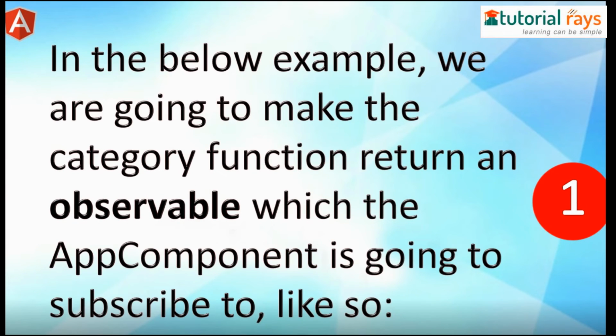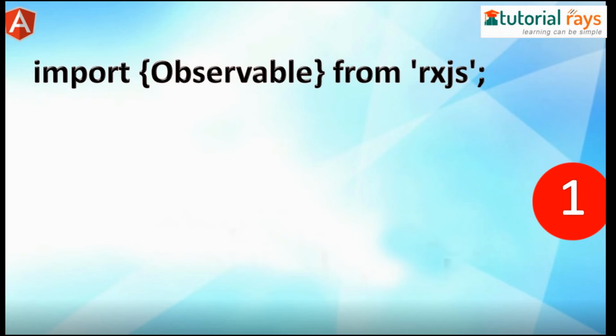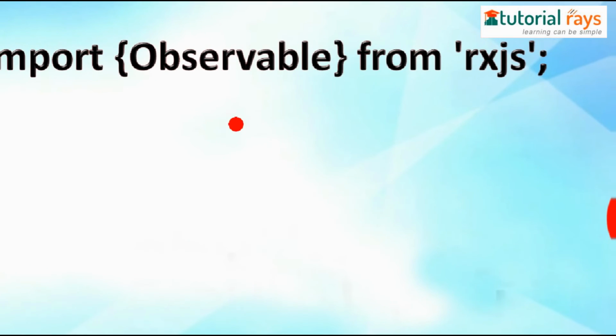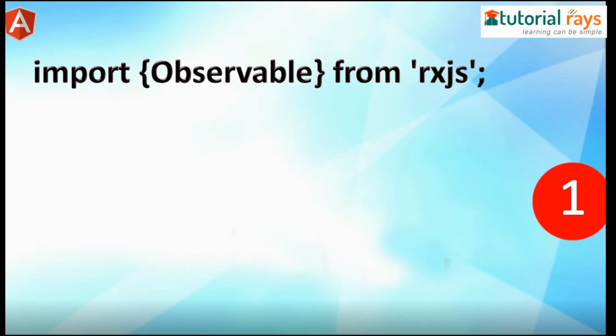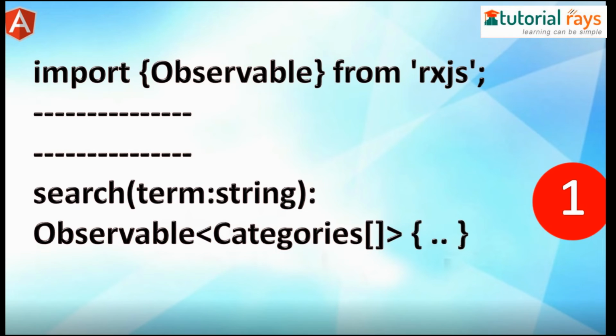In the below example, in the next slide, we are going to make the category function return an observable, which the app.component will subscribe to. So here, first of all, to use observable, as I mentioned before, observable is a class of the RxJS library, so you need to import it first. Here, Observable from RxJS.